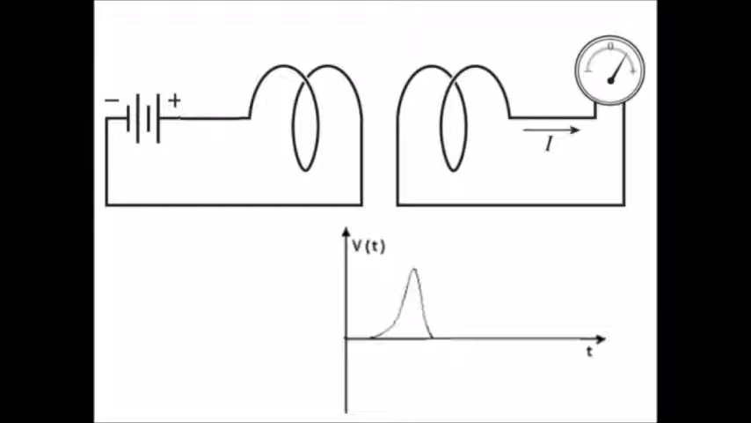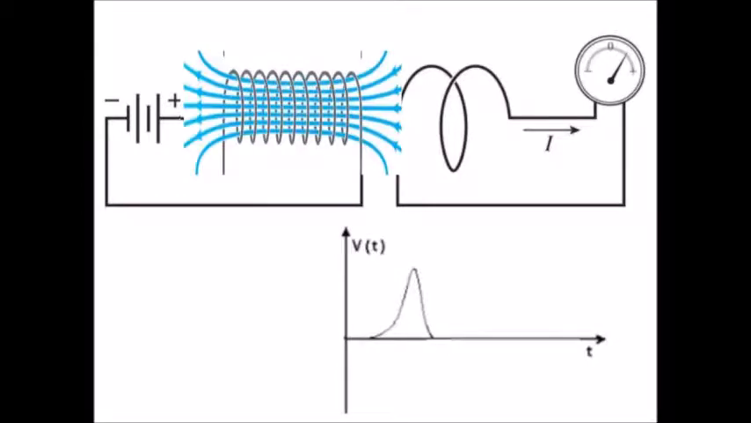Because a changing magnetic flux creates a current. When that switch is closed, you have a changing current and a changing magnetic field, and that changing magnetic field creates a current. But once the switch has been closed for a while, nothing much is happening. You might have a really strong or really impressive magnetic field, but if it's not changing, it's not doing anything for that coil on the right.